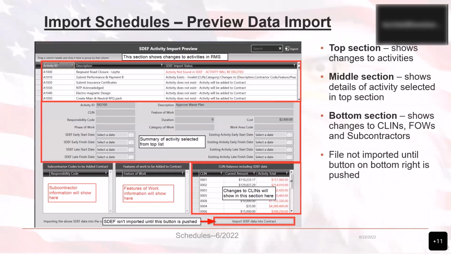If any data in this view does not match what is expected, then the scheduling software will need to be updated with the correct information, and a new SDEF file will need to be generated and uploaded to RMS prior to continuing.